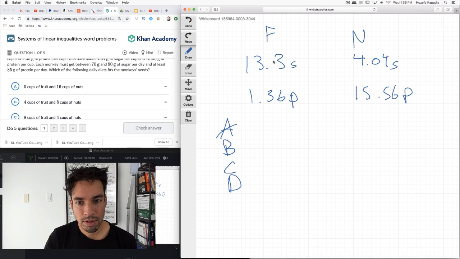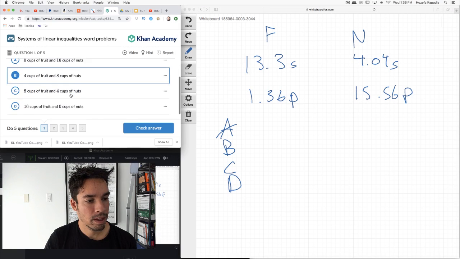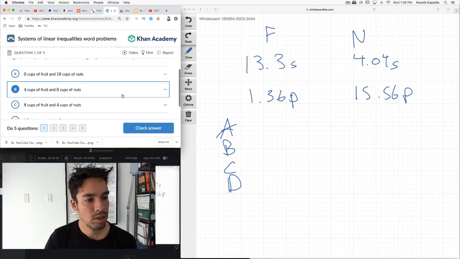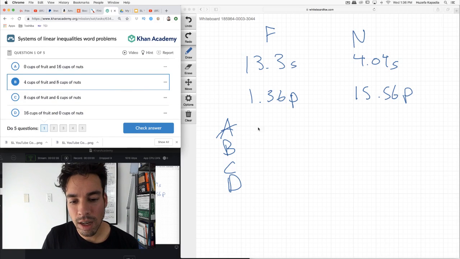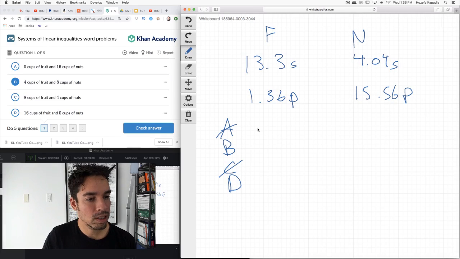Okay, 4 cups of fruit and 8 cups of nuts. So we would have 52 sugar and 32, that's 84. And then the protein, we should be good. This might actually work. Okay, let's come back. 8 cups of fruit, 8 times that is 80 plus is 104. So we're over the sugar. You see, I'm just kind of calculating this. We're over the 90 grams of sugar, so C is out. I'm pretty sure B is good, but let's see this.